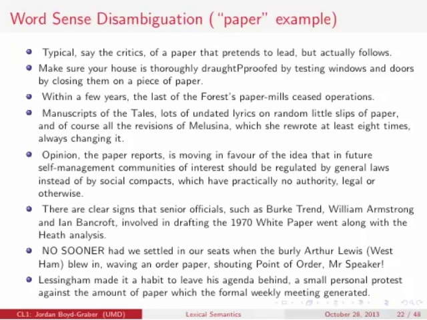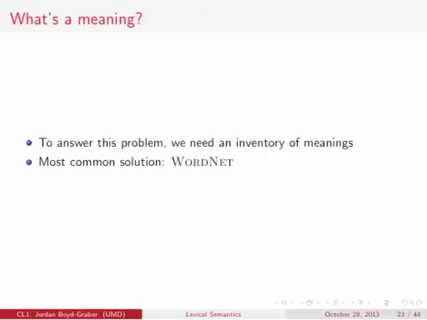So let's take an example of the word paper in a bunch of contexts. This can refer to a physical sheet of stuff made from trees. It can refer to an entity that publishes a newspaper. It can refer to an article that someone has published. But in order for this task to be well defined, in order to figure out, given a single instance of paper, which meaning is intended, we need to have an inventory of those meanings. And in the natural language processing community, the de facto standard for these inventories of meanings is a resource called WordNet.